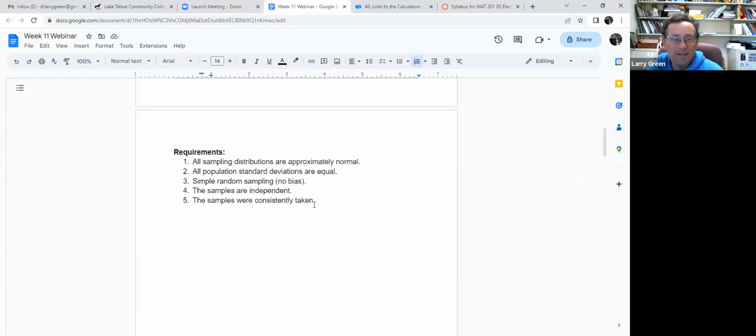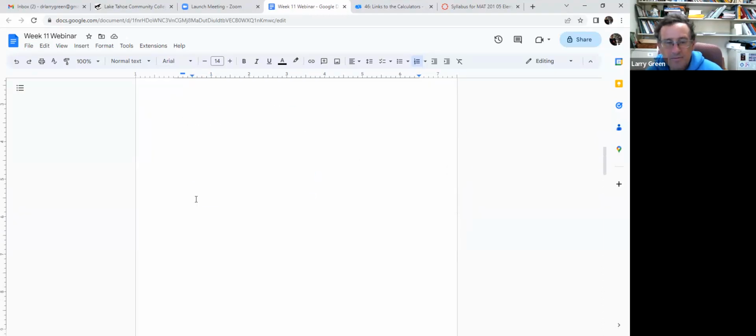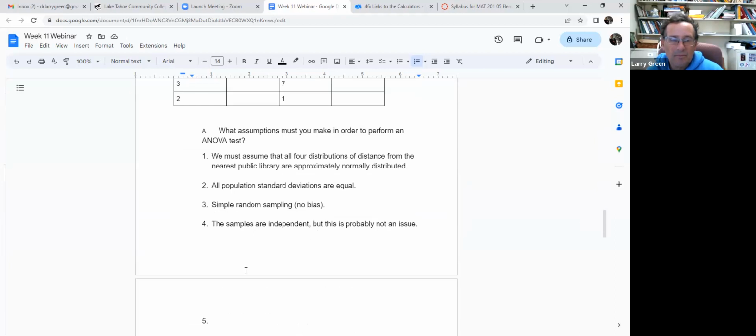Okay, and then the last one is the samples were consistently taken. That is an assumption where we know nothing, but this is also most likely true.